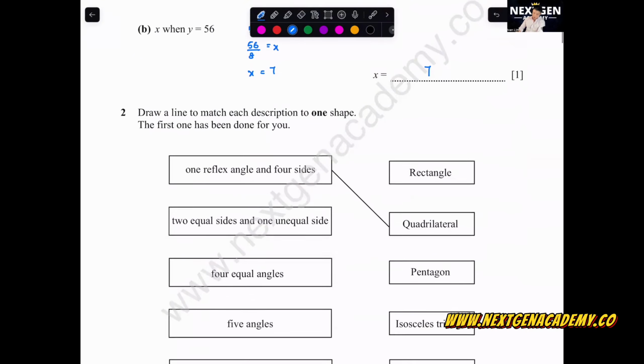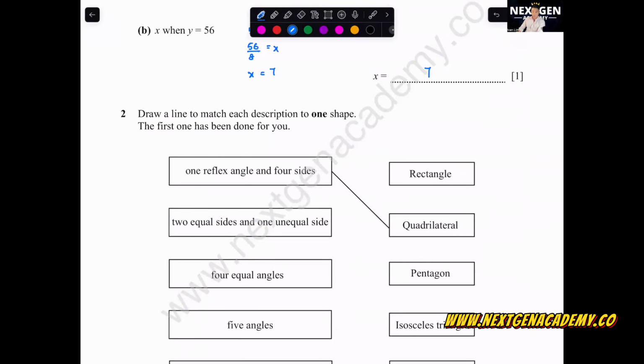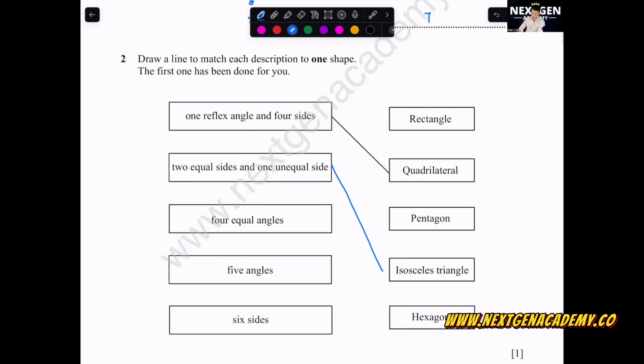All right, number 2. Draw a line to match each description to one shape. Let's see the first one. One reflex angle and 4 sides is a quadrilateral. Quadrilateral because of the 4 sides, right? The next one, 2 equal sides and 1 unequal side. What do you think? Isosceles triangle. You remember how to spell this? In the exam, don't make the typo. It's I-S-O-S-C-E-L-E-S. Don't write I-S-O-C-E-L-E-S.